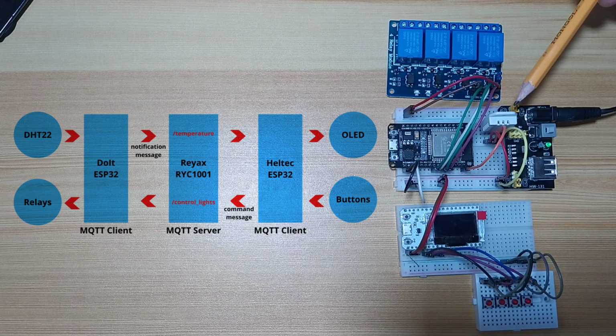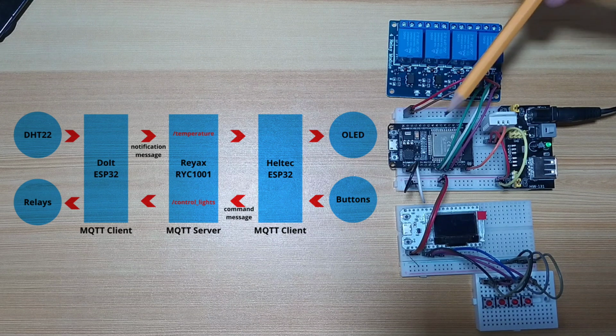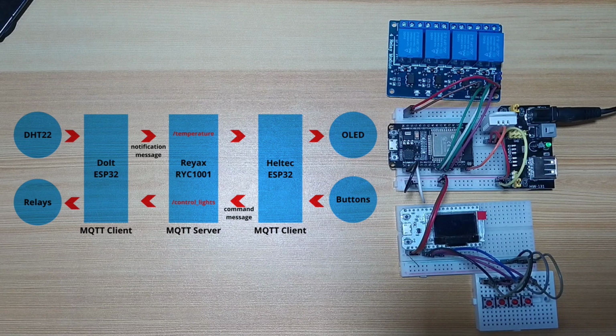I use a DHT22 sensor, which is an input device connected to ESP32 to publish temperature and humidity readings to the Reyax IoT server. I also use an array of relays, which is an output device connected to ESP32 and subscribed to certain topics as a source of control to turn it on or off.